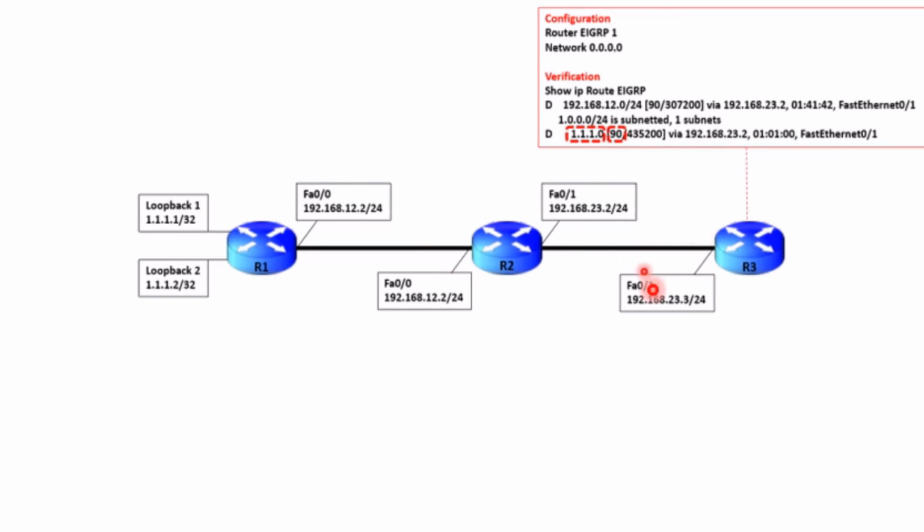For the downstream routers, that is, in this case R3, the summarized network will have an AD of 90 and be seen as an EIGRP internal network.